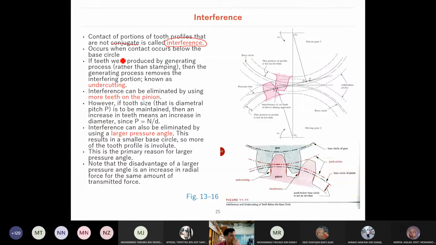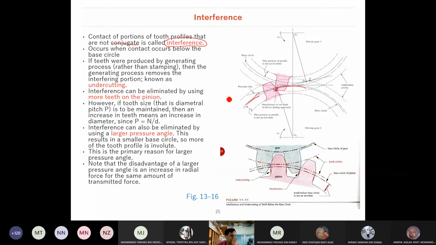What happens is the contact happens below the baseline. The first contact is like this, this is the baseline. And this is the baseline. The contact happens below here. What happens is, it is as if you hammer the teeth. So interference is not desirable.